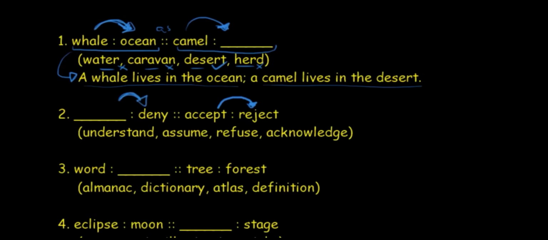I'll write down the bridge sentence. So this is the bridge sentence I've written down here: when you don't accept something, you reject it. When you don't assume something, you deny it? Not really. When you don't refuse something, you deny it? Not really. When you don't acknowledge something, you deny it. This looks quite true. This one is to do with understanding, and this one seems more accurate compared to the first option, which is why you've got to read through really slowly, focusing and concentrating on the words. When you don't acknowledge something, you deny it. I take that as the answer.